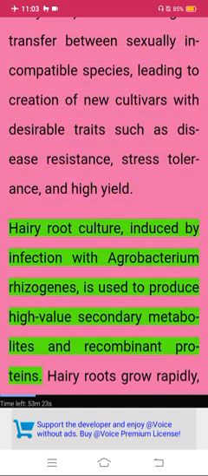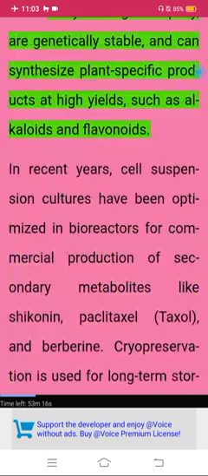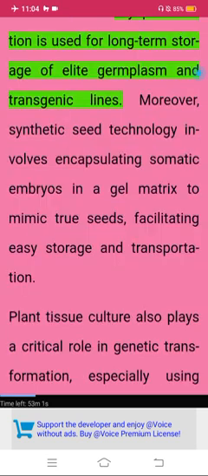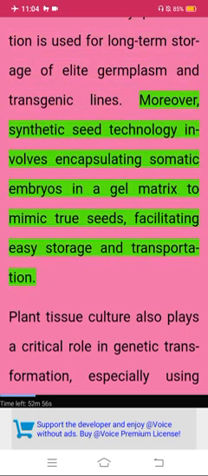Hairy root culture, induced by infection with Agrobacterium rhizogenes, is used to produce high-value secondary metabolites and recombinant proteins. Hairy roots grow rapidly, are genetically stable, and can synthesize plant-specific products at high yields, such as alkaloids and flavonoids. In recent years, cell suspension cultures have been optimized in bioreactors for commercial production of secondary metabolites like shikonin, paclitaxel (Taxol), and berberine. Cryopreservation is used for long-term storage of elite germplasm and transgenic lines. Moreover, synthetic seed technology involves encapsulating somatic embryos in a gel matrix to mimic true seeds, facilitating easy storage and transportation.